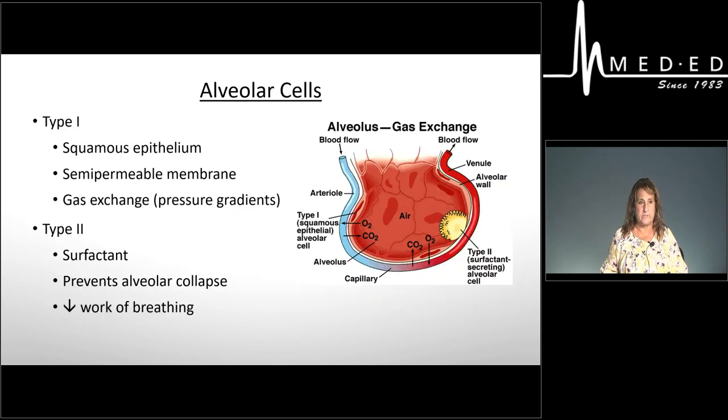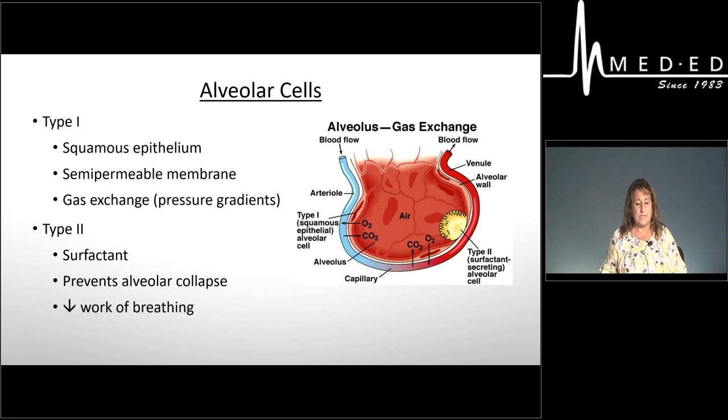There are two types of alveolar cells. Type 1 are the squamous epithelial cells, and they have a semi-permeable membrane, and that's where your gas exchange takes place. So remember what I just said with the O2 level. When you breathe in, the oxygen concentrations are higher in the alveoli, so at the capillary level, oxygen goes to that capillary from the alveolus. On the flip side, CO2 levels are higher in the venous blood, so that CO2 diffuses through the capillary level to the alveolus and is exhaled when you breathe. So the type 1 cells are responsible for that diffusive property.